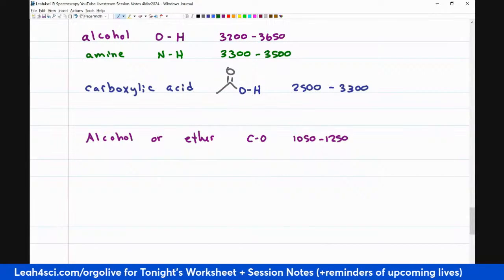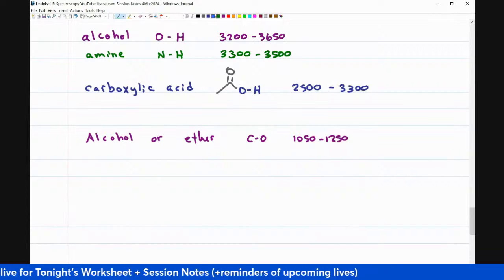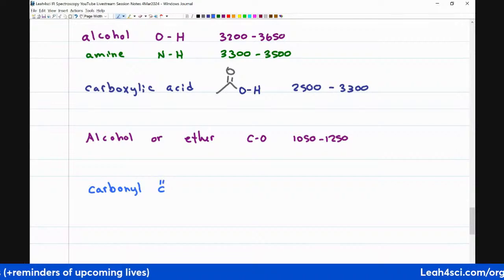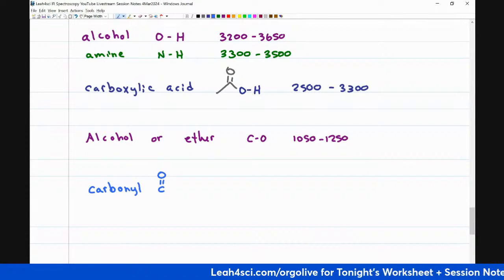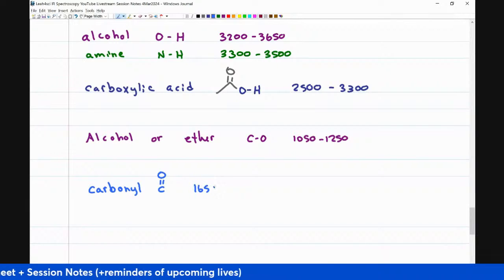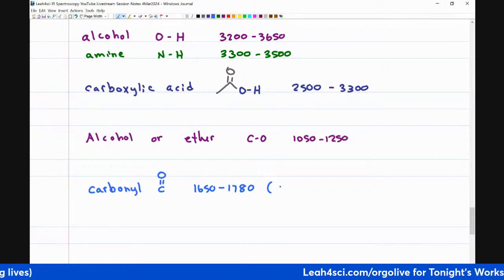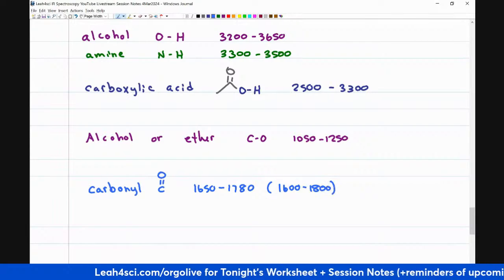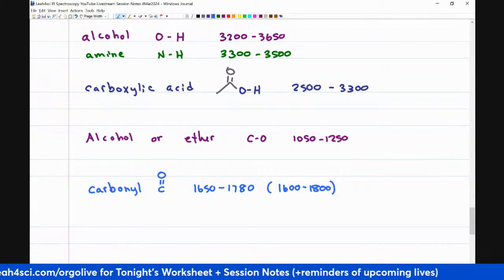Another family of functional groups that you're going to see are the carbonyls. A carbonyl is a C double bound to an O. What functional group has a carbonyl in it so that we know what we're looking for on the graph? The carbonyl is going to show up between 1650 to 1780. So I like to look around 1600 to 1800. In my mind, that is an easier number to memorize, and it's still within the same area.